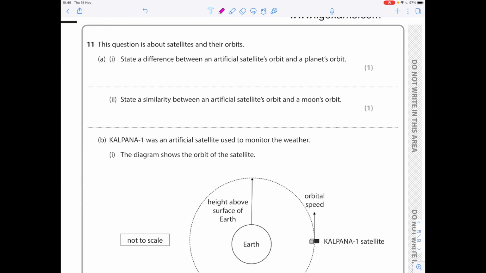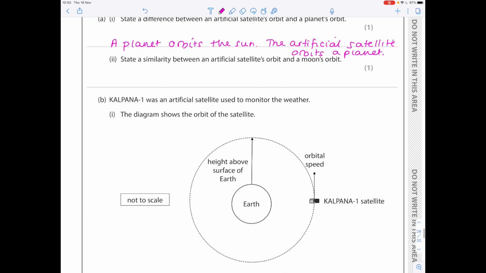This question is about satellites and their orbits. State a difference between an artificial satellite's orbit and a planet's orbit. Well, a planet orbits the sun, whereas the artificial satellite orbits the planet. State a similarity between an artificial satellite's orbit and a moon's orbit. They both orbit a planet.